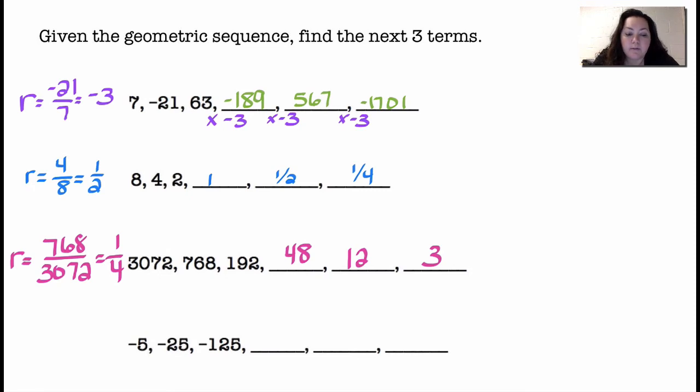All right, the last one here, negative 25 divided by negative 5 gives me positive 5 as my common ratio. So I'm going to take every term and multiply by 5 to get the next term. Negative 125 times 5 is negative 625. Negative 625 times 5 is negative 3,125. And when I multiply that times 5, I get negative 15,625.